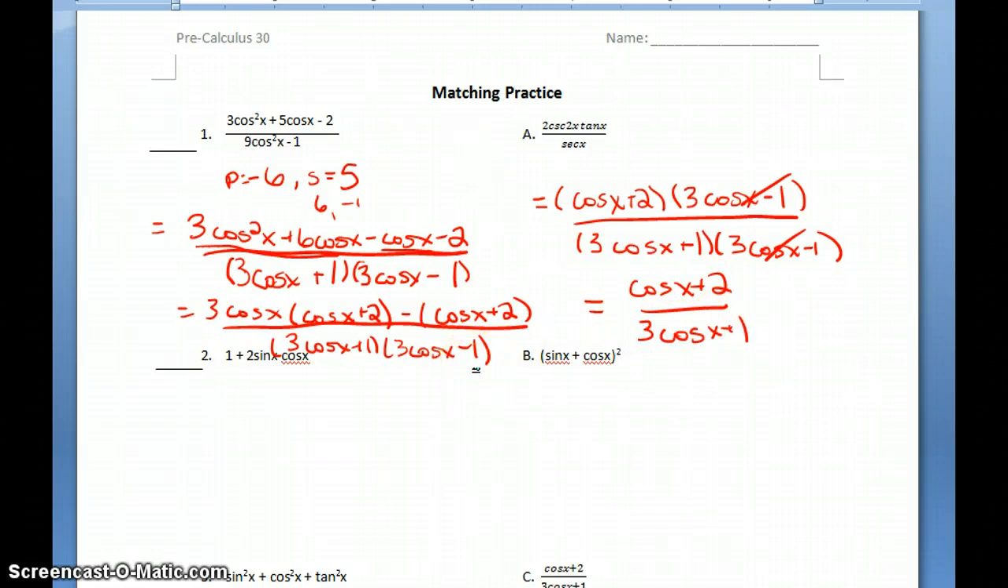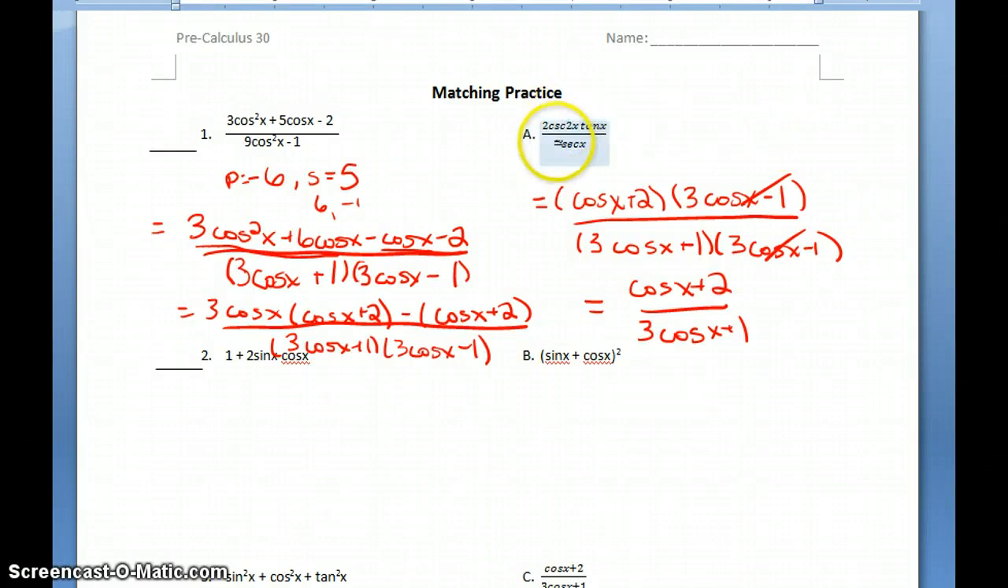Now that's fully simplified, so when you get to this point, or when you're getting close to that point, then you can look onto the right side here and say, okay, well, is there a cos x plus 2 divided by 3 cos x plus 1? Or if it's not there, is there maybe something that would be really close to that?